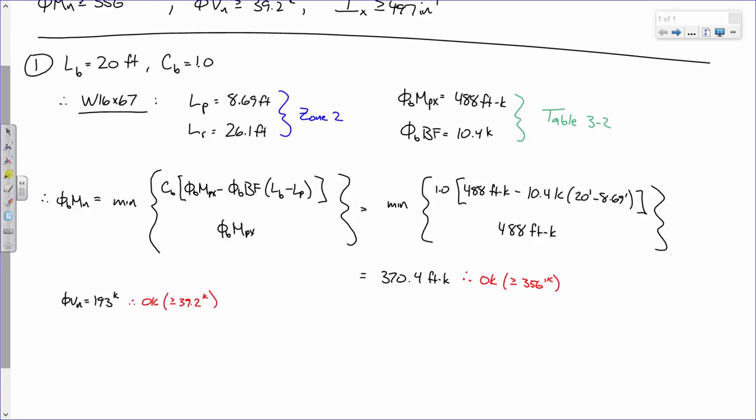Now what about the moment of inertia? What's the moment of inertia of a W16 by 67? 954. Is that good? Because that's greater than or equal to what? 497. So we meet moment demand, we meet shear demand, we meet deflection demand. Is the W16 by 67 a viable selection for case 1? Exactly right. So case 1, the answer is the W16 by 67.